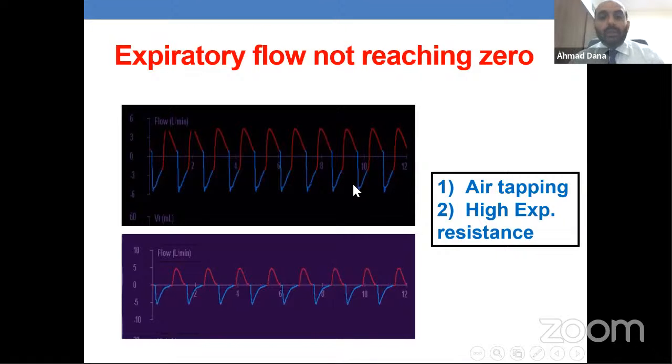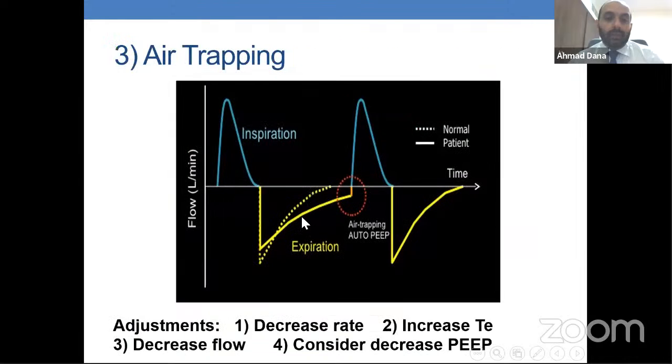Okay, so this is one example. Another example is if you have high resistance. So this is air trapping. The air is not coming out, so it is trapped inside and we cause autoPEEP. So how to improve it? By decreasing the rate. You decrease the rate, you give more expiratory time, so the air which is still in the lung will come out.